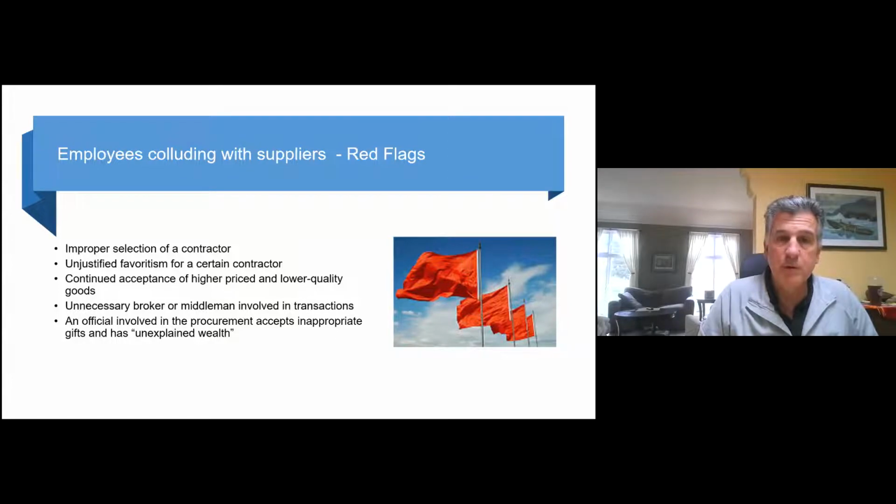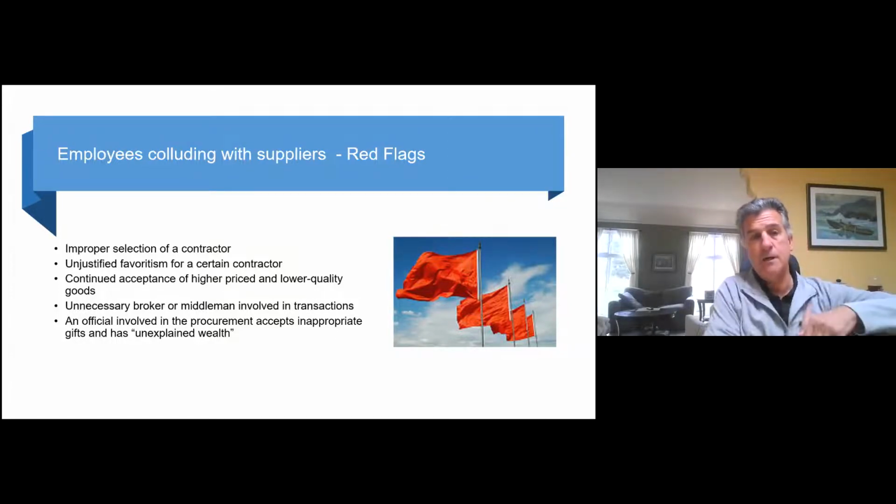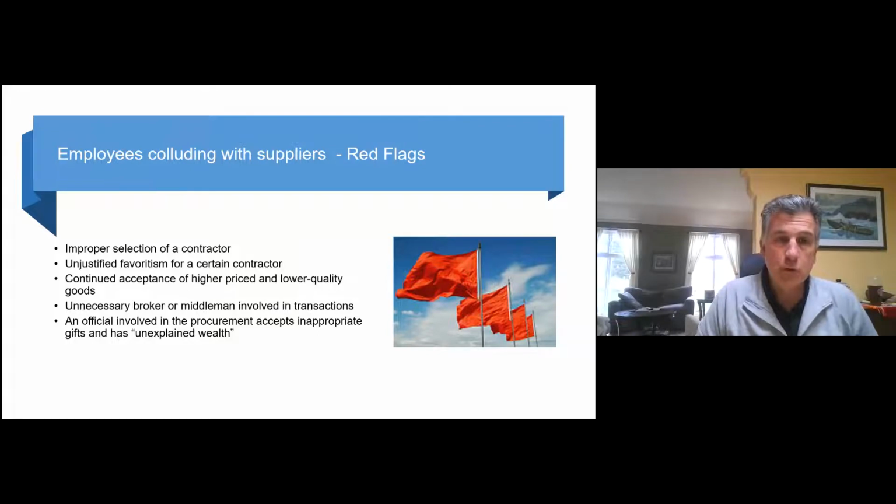We want to talk a little bit about some red flags that might show employees colluding with suppliers. Some of these red flags might be improper selection of a contractor, unjustified favoritism for a certain contractor, continued acceptance of higher priced and lower quality goods, an unnecessary broker or middleman somehow involved in the transactions, or an official involved within the procurement who accepts inappropriate gifts and has unexplained wealth.